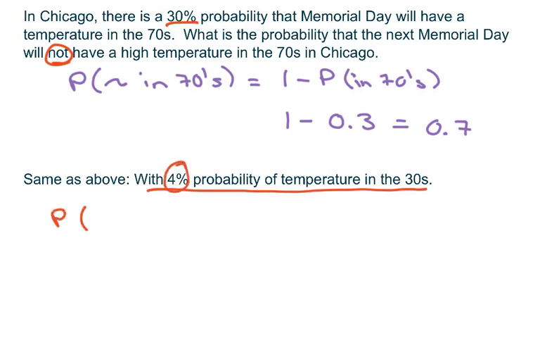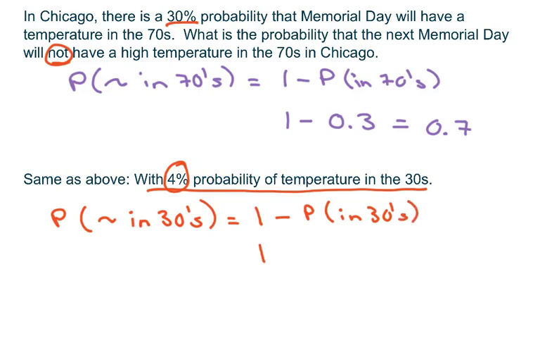And again, we're doing the same thing, but we're talking about probability in the 30s, which is 4%, and we're going to do the probability of not, because they want to not have a low temperature in the 30s. So I'll put not in the 30s. So that's going to be 1 minus the probability in the 30s, which is 1 minus 4%, which is 0.04, which equals 0.96.